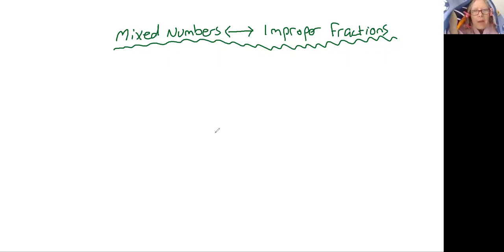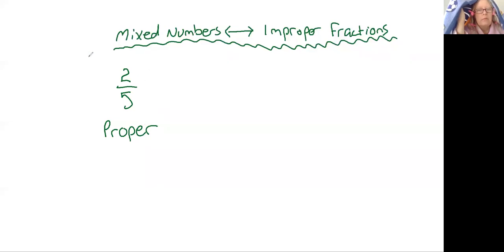In today's edition of Maths at Home, we're going to be looking at changing from mixed numbers to improper fractions. So far we've looked at fractions of things that are less than 1. We break something up into 5 parts and we take 2 of those parts. So we've got less than a whole, and this is called a proper fraction. I don't know who decided that that was proper, but this is a very polite and proper fraction.